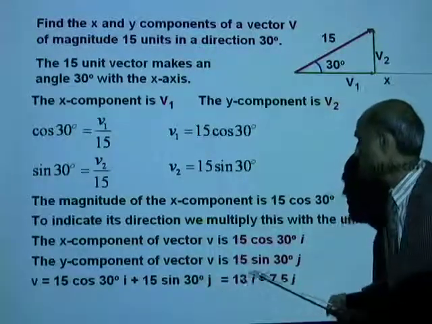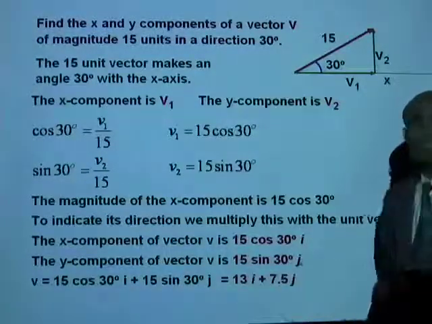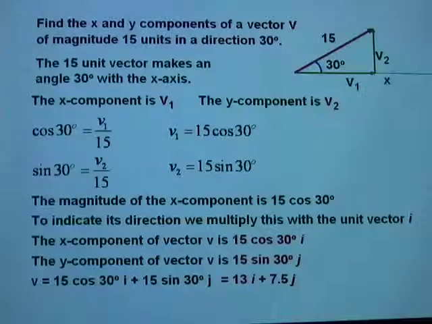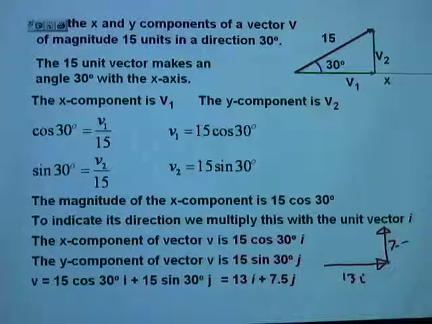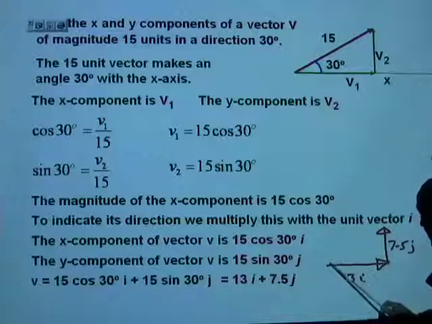So this will be 13i plus 7.5j. You must understand this as: 13i is a vector of 13 units in the x direction, and 7.5j is 7.5 units in the y direction. So this is the x component, this is the y component, and if you add these two, you get the vector v.